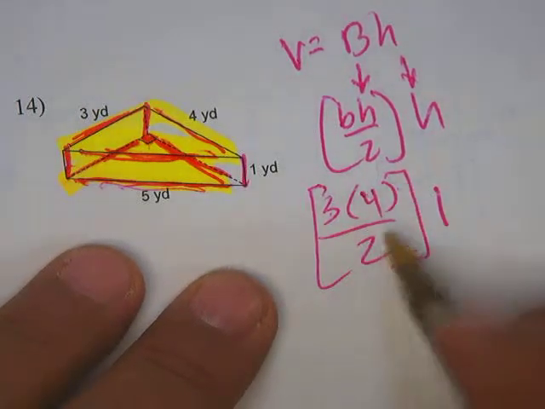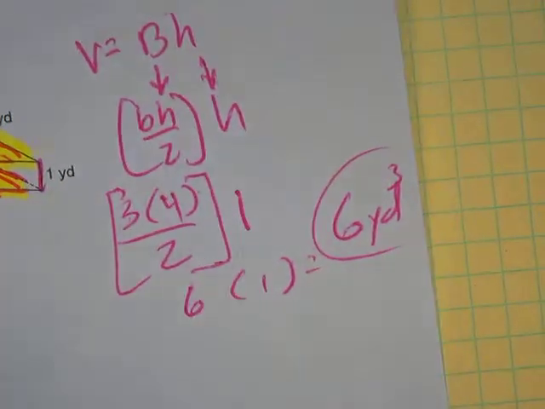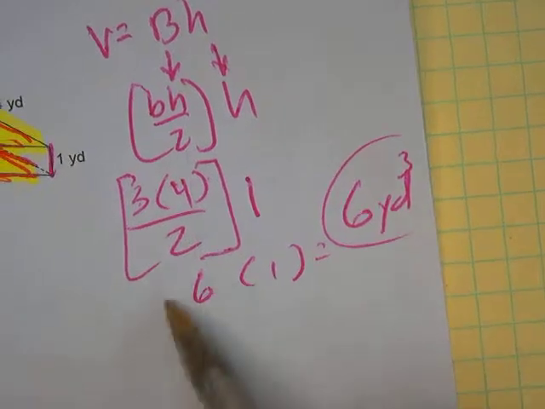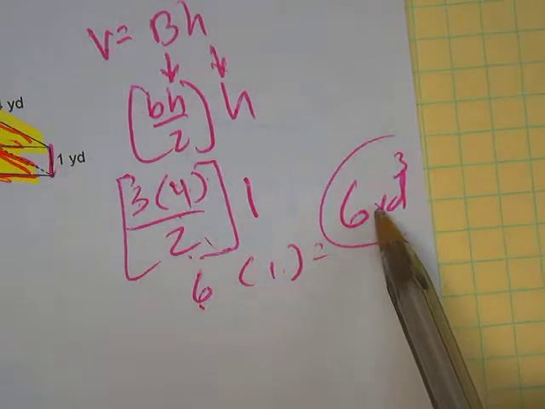And so now we have 3 times 4 is 12. 12 divided by 2 is 6, so 6 times 1 gives me 6 cubic yards. 6 cubic yards. Remember, all I did was 3 times 4 is 12. 12 divided by 2 is 6. 6 times 1 is 6 cubic yards.